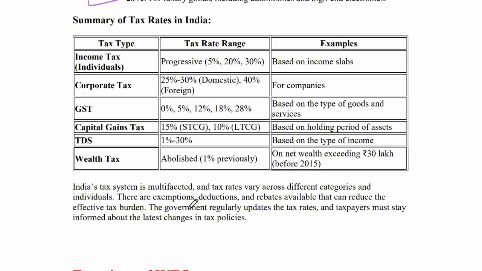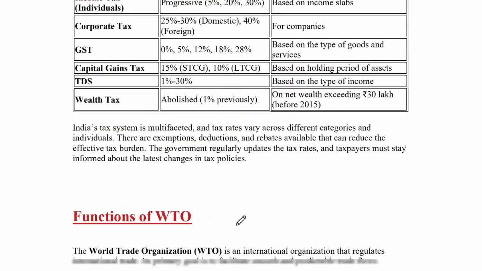India's tax system is multifaceted and tax rates vary across different categories and individuals. There are exemptions, deductions, and rebates available that can reduce the effective tax burden. The government regularly updates the tax rates, and taxpayers must stay informed about the latest changes in tax policies.